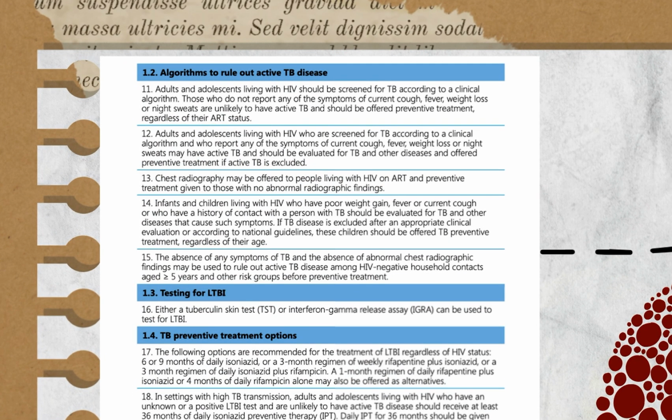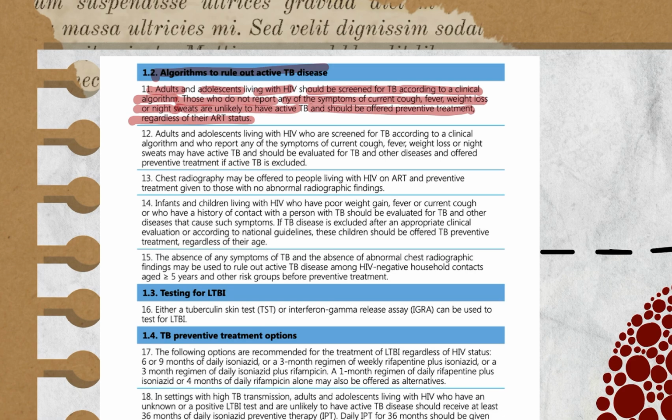Algorithm to rule out active TB. Adults and adolescents living with HIV should be screened for TB according to a clinical algorithm. We will discuss this algorithm in the later half of the video. Those who do not report any of the symptoms of current cough, fever, weight loss, or night sweats are unlikely to have active TB and should be offered a preventive treatment regardless of their ART status.